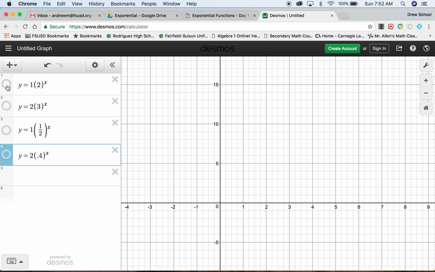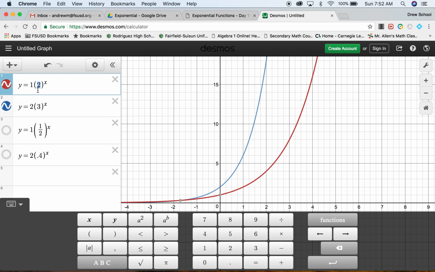And for exponential growth, our b value is greater than 1.